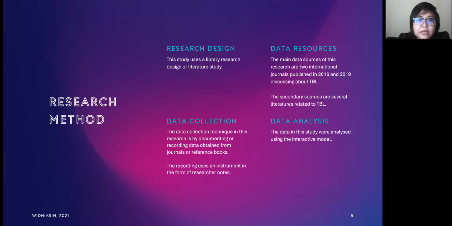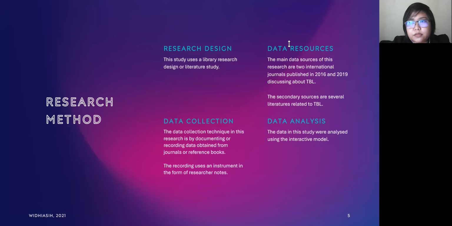Okay, this research is a kind of library research, or literature study, and the data sources are 2 international journals published in 2016 and 2019, discussing task-based learning. And the secondary sources are several literatures related to TBL.